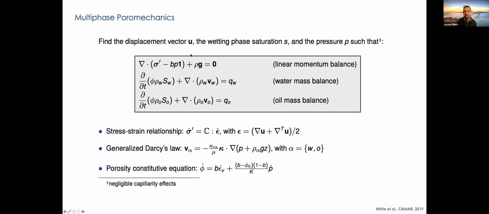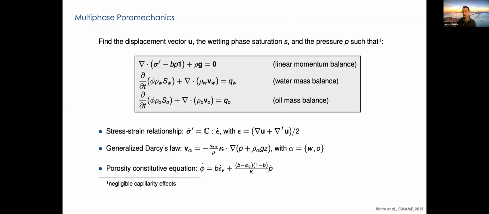We basically have three primary quantities of interest. The first is a displacement vector, U, a field of displacements. We have a porous rock, so we want to think about how that porous rock deforms and displaces. Then we're going to look at a model where we have two phases in the pore space. I've just chosen oil and water. So this is a simple two-phase model.